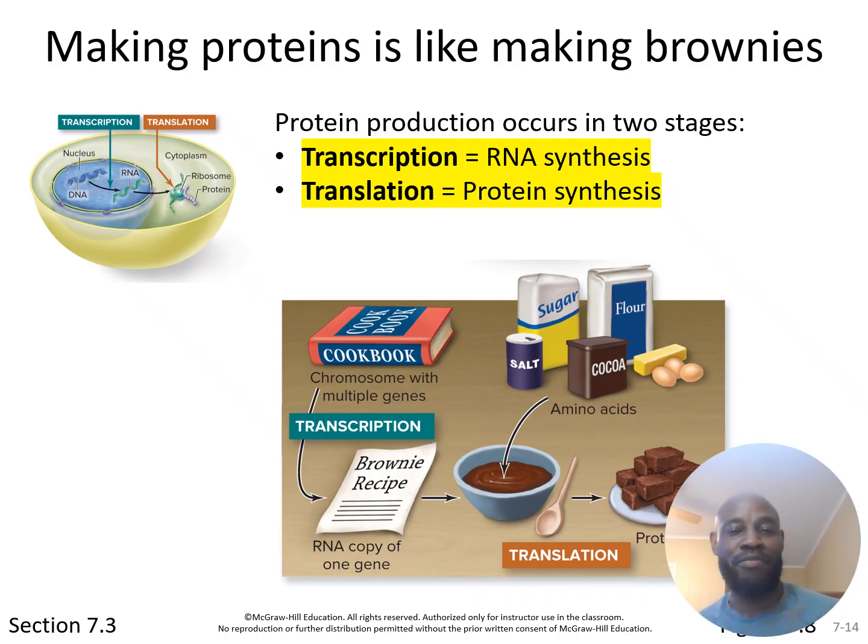This slide here is kind of cool. Making proteins is like making brownies. Protein production occurs in two stages. We have what is called transcription, and then we also have what is called translation, right? Transcription is when we copy a section of DNA called a gene into RNA. Translation is when we take that code that is now in the RNA and we use that to translate it into a polypeptide chain, into the amino acids that make up a protein.